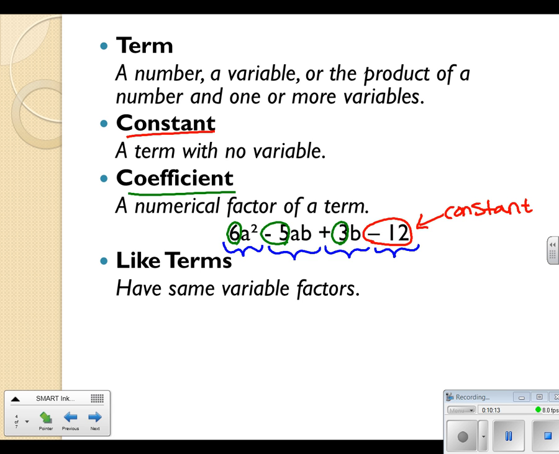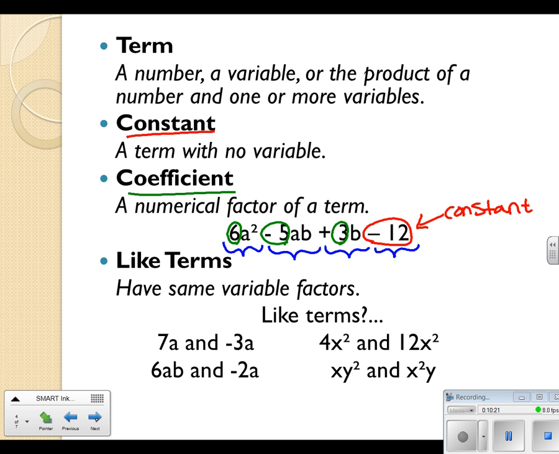We're going to be looking at like terms. Like terms have to have same variable factors. They have to have the same variable and the same power. So what are like terms looking like? Here are some examples of some different terms, and we're going to figure out which ones are like and which ones are not like terms.